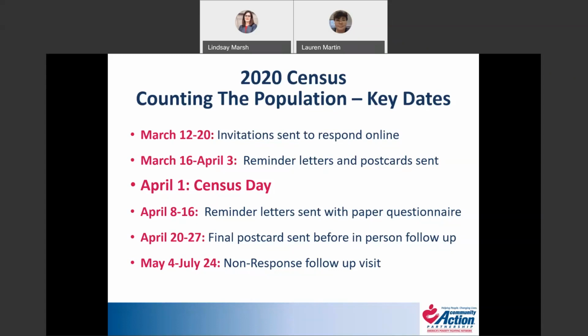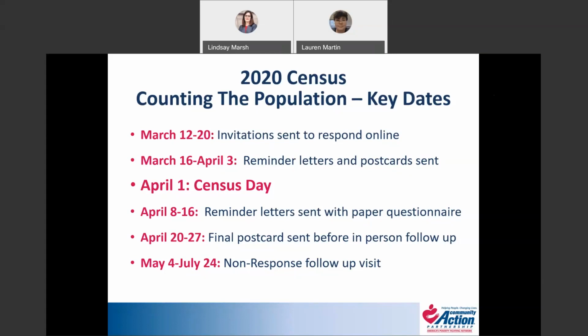April 1st is this magic census day. It is the day that I call a snapshot of America. No matter when you fill out your form, if it's March 12th when you first get your form, or if it is July 31st, which is the last day that you can possibly fill out your form, it doesn't matter what's happening in your household that day. You always think about what happened in your household or what will happen in your household on April 1st.